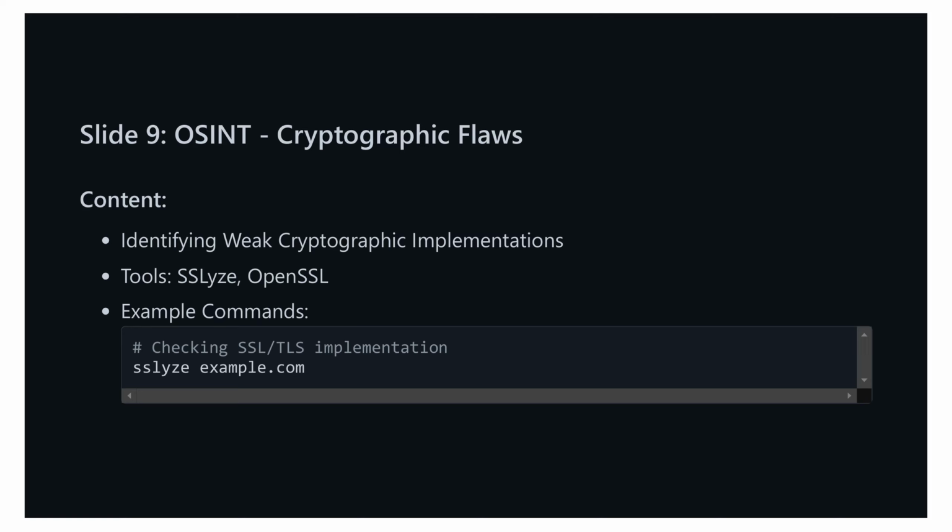SSLyze is a fast and powerful SSL/TLS configuration analyzer. OpenSSL is a robust, full-featured open-source toolkit implementing the Secure Sockets Layer (SSL) and Transport Layer Security (TLS) protocols. Example commands: for instance, using SSLyze to check an SSL/TLS implementation, you might run the following command, sslyze example.com. This command will analyze the SSL/TLS configuration of the specified domain, checking for issues like weak cipher suites, expired certificates, and more. Understanding how to use these tools effectively will empower you to uncover and address cryptographic flaws proactively.